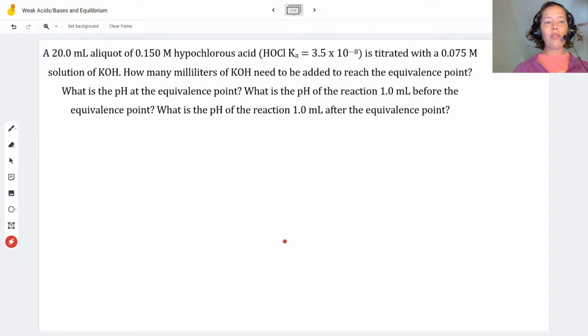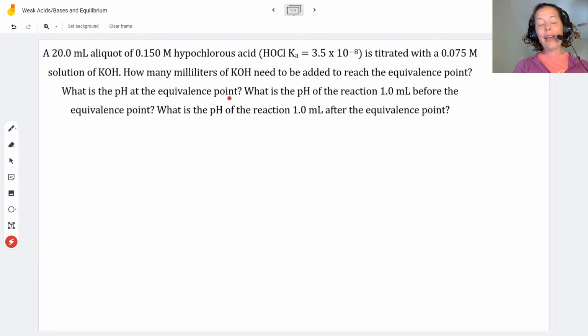All right, so first reading. So we've got a 20 milliliter aliquot of 0.150 M hypochlorous acid, and they give us a molecular formula. They give us a Ka. It is titrated with 0.075 molar solution of potassium hydroxide. How many milliliters of potassium hydroxide are needed to be added to reach the equivalence point? Okay, so we need to figure out where the equivalence point is. What is the pH at the equivalence point?